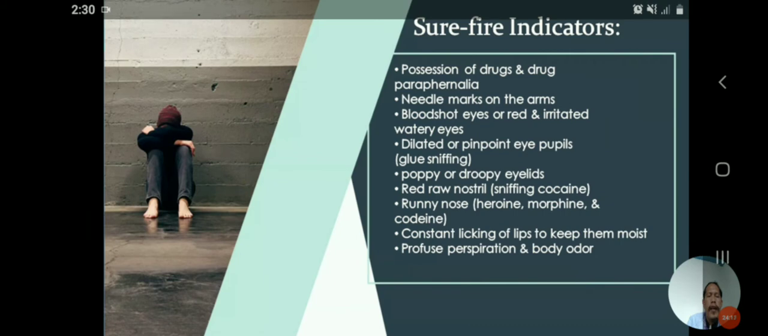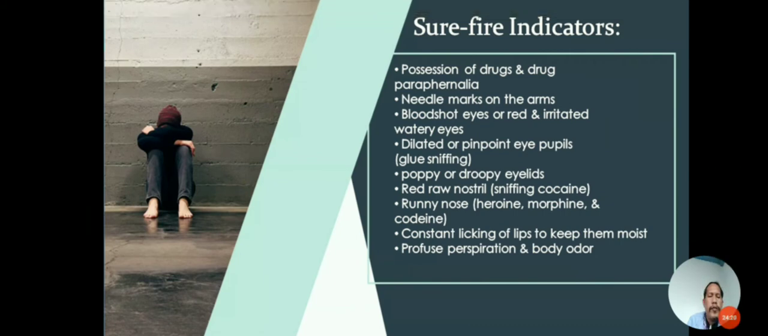In the surefire indicators, we have the possession of drugs and drug paraphernalia, needle marks on the arms, mention of suicide, bloodshot eyes or red, irritated, watery eyes, dilated or pinpoint eye pupils, droopy or puffy eyelids, red raw nostrils from sniffing cocaine, a runny nose from heroin or morphine or codeine, constant licking of lips to keep them moist, and also profuse perspiration and body odor.